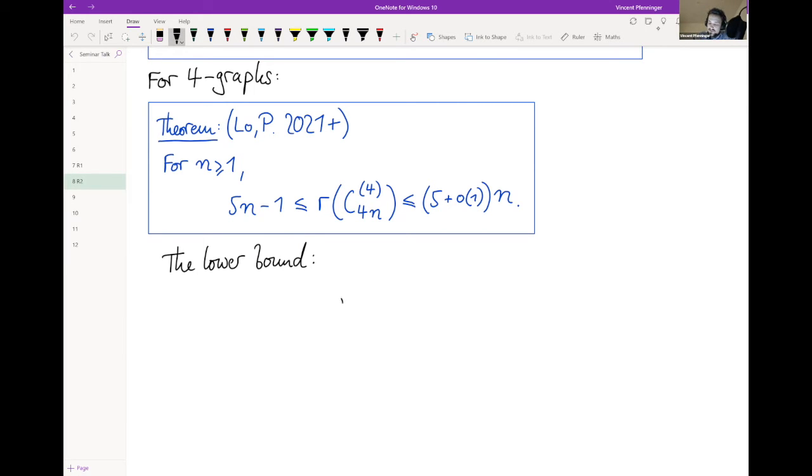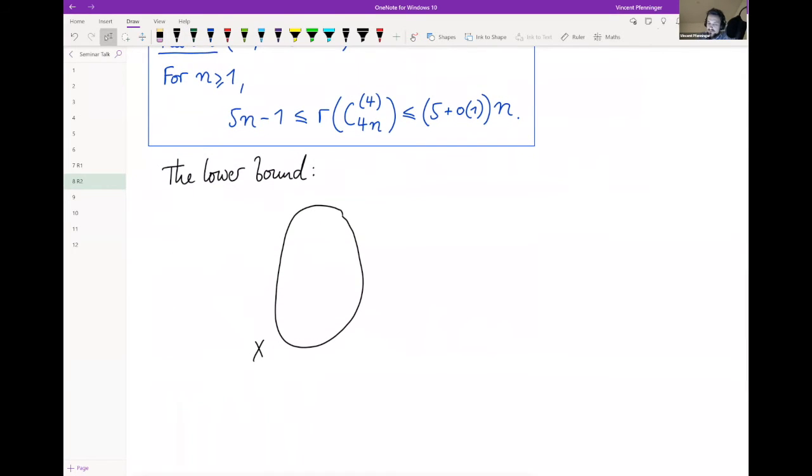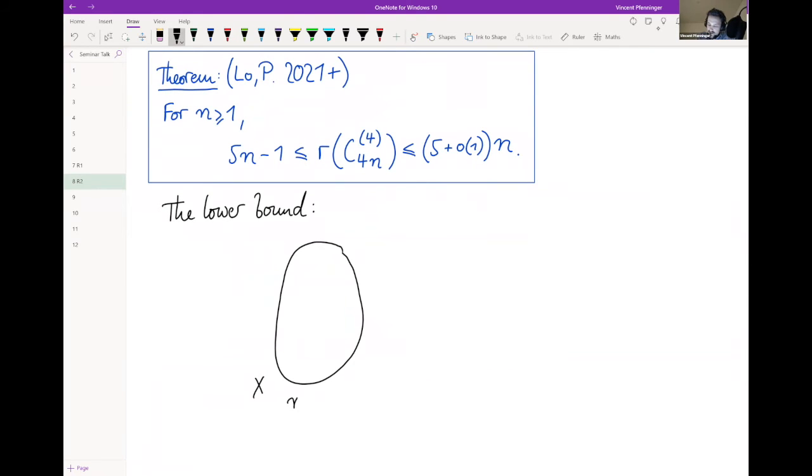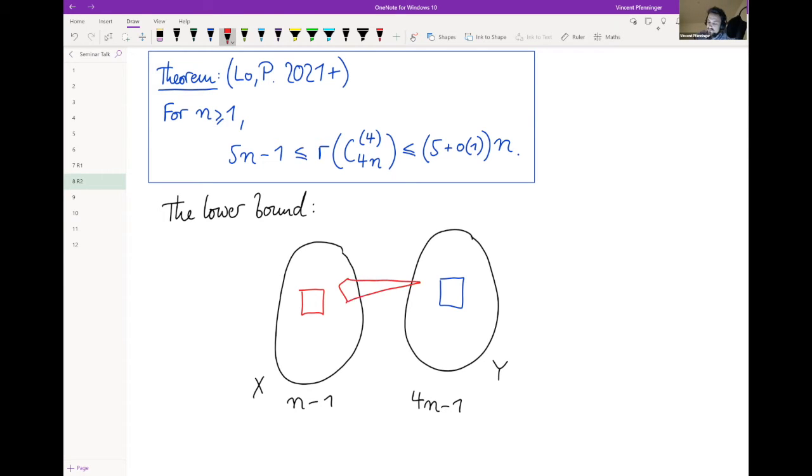So the construction goes as follows. You take 2 sets of vertices, one set x of n minus 1 vertices, and a set y of 4n minus 1 vertices. And so now how do we color the edges? We color all the edges that are entirely inside y blue, and every other edge we color red. So all the edges that are entirely in x, and all the edges that have some vertices in both are colored red. Okay, and I've shown all types of edges here.